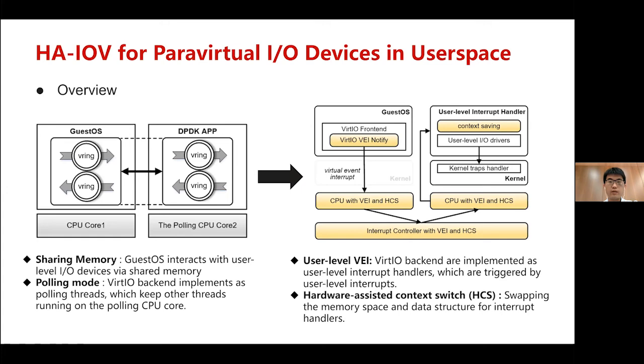In our approach, guests interact with user-level devices by using virtual event interrupt. Guest is allowed to send user-level VI without trapping out to QEMU. Virtual backend is implemented in user-level interrupt handlers. It can be triggered by the VI instead of being scheduled by the kernel. It can enhance the responsiveness.